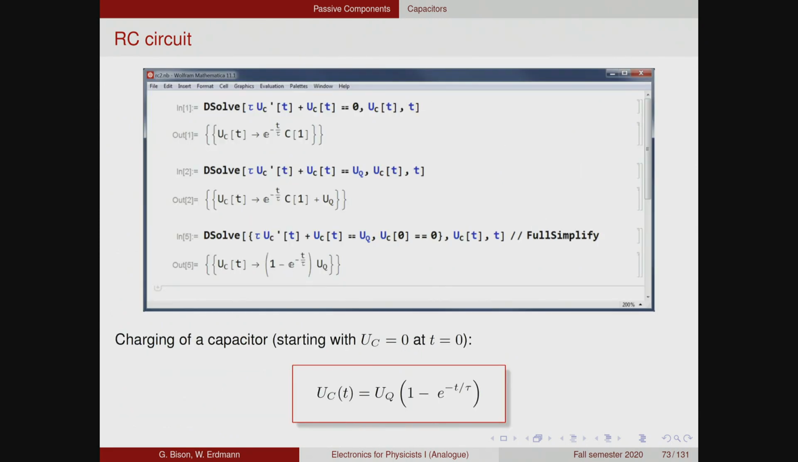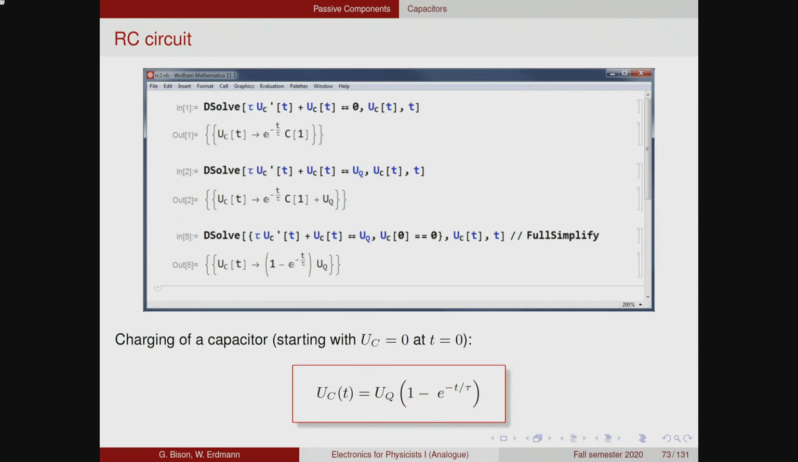Now, if we want to solve the equation where we do have a source voltage, that's the inhomogeneous solution of the differential equation. And of course, you can solve that by hand in this very simple case, but I have to admit that I'm too lazy to do that, and so I typed it into Mathematica. So this is the homogeneous solution, and this is the inhomogeneous solution, and you find that this gives very quickly the expression that one expects, which is that the capacitor voltage is equal to the source voltage times this term here.